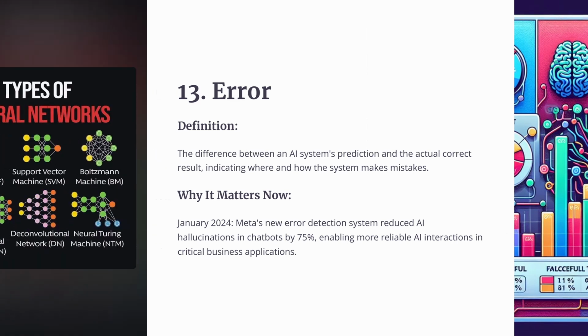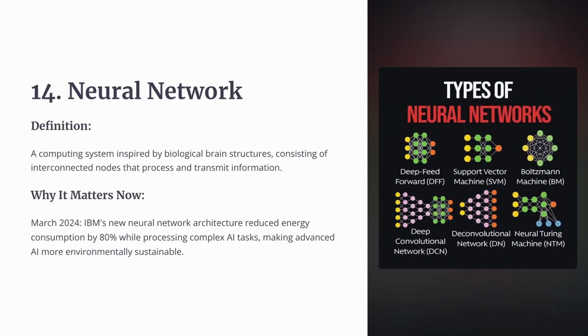A neural network is a computing system inspired by biological brain structures, consisting of interconnected nodes that process and transmit information. Imagine your brain's network of neurons, but recreated digitally. Each connection helps process information, building understanding piece by piece. IBM's achievement is game changing because they've found a way to make these digital brains work with far less energy. It's like getting all the power of a supercomputer while using the electricity of a light bulb.